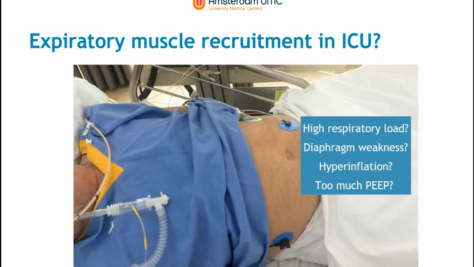So the next time you have this patient in your ICU, and you see him using the expiratory muscles, make your differential diagnosis. Is the loading too high, so too little inspiratory assist? Is there a severe weakness of the diaphragm? Is there hyperinflation, perhaps due to too much PEEP? But I think it's important to realize that using the expiratory muscles is not normal for a patient that should be comfortable.